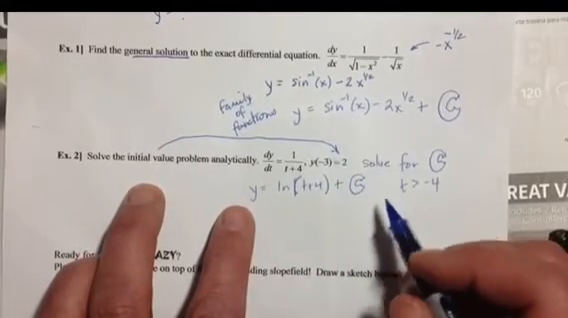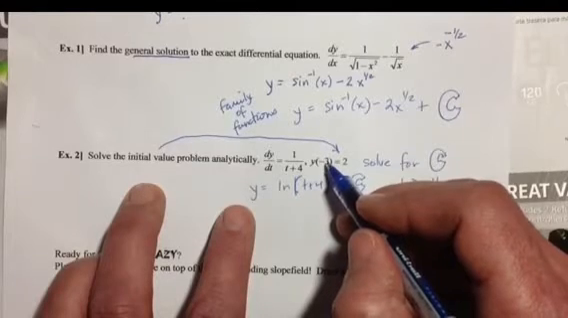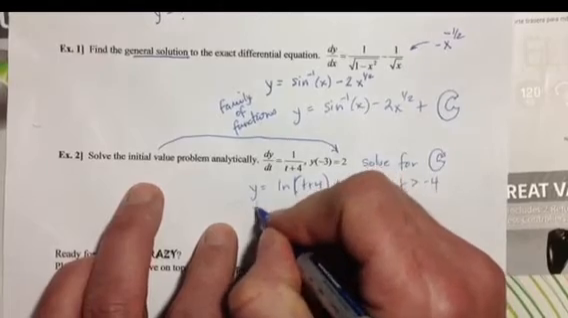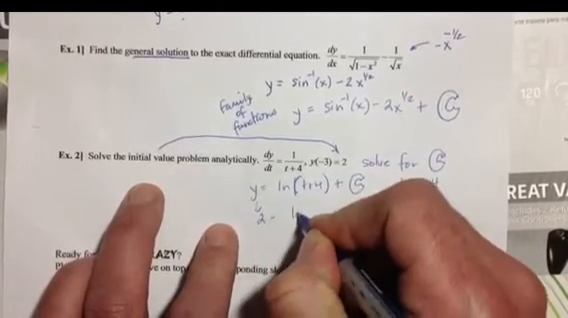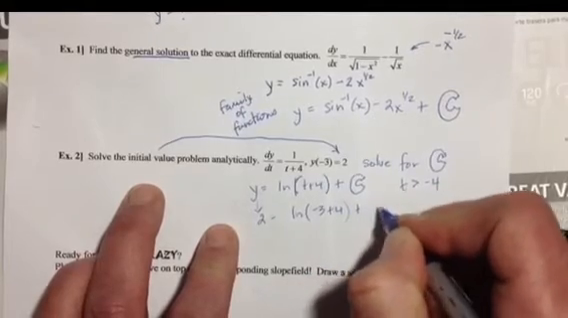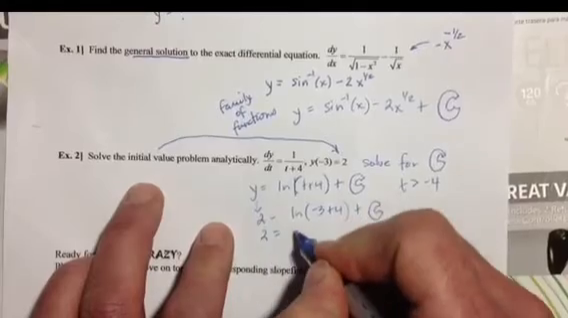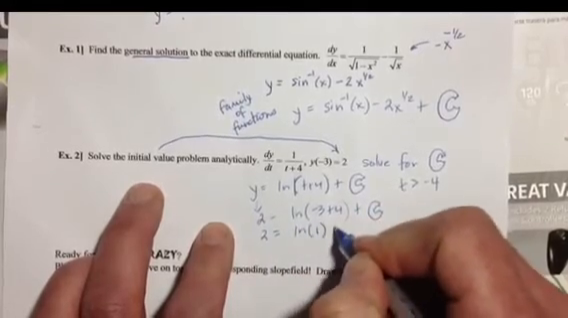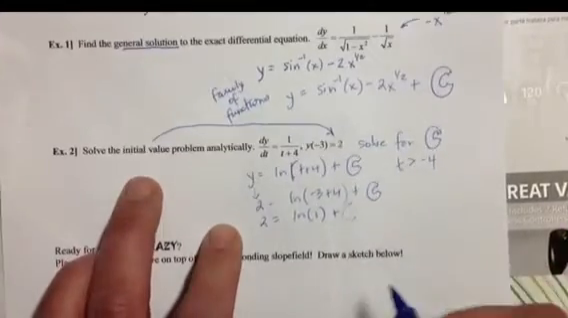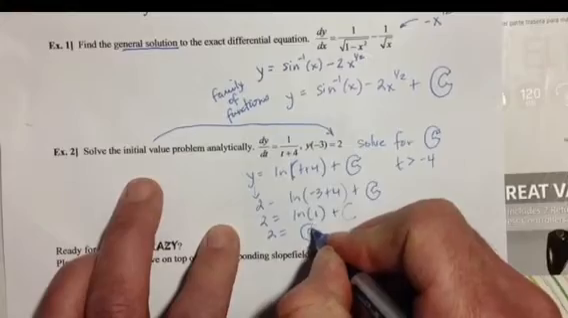And now I'm going to solve for c. So again, when I put -3 into the y function, I get out a 2. So I'm going to put in a 2 for y. I'm going to put in that -3. And there's my c. So I get 2 is equal to ln of 1 plus c. And we all know that ln of 1 is 0. So I get 2 is equal to c.